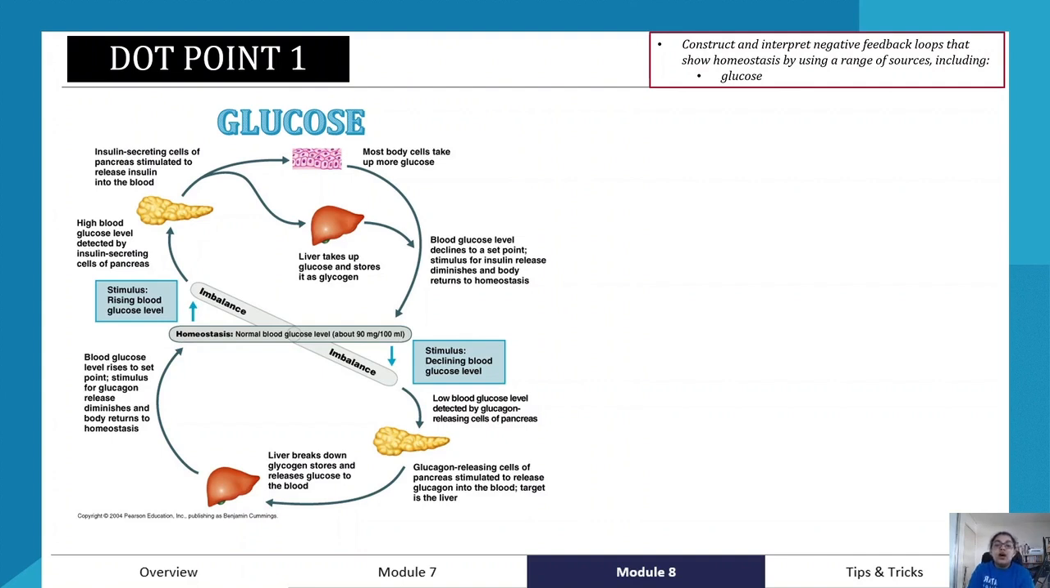So, homeostasis. Our normal blood glucose levels are about 90 milligrams per 100 mils. I always find that a bit hard to remember, so you can remember it as around 4 to 5 millimolar. That is what our homeostasis levels have to be about, 4 to 5 millimolar. However, there can obviously be imbalances when you eat a meal or you don't eat for too long.